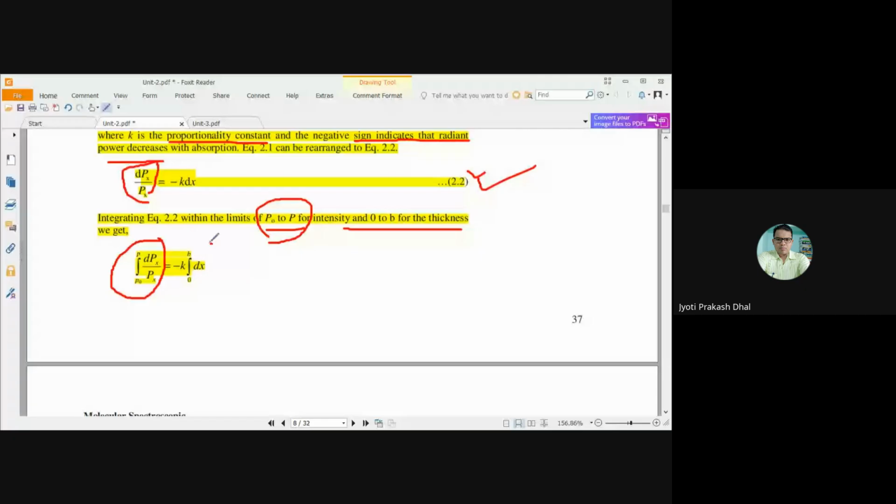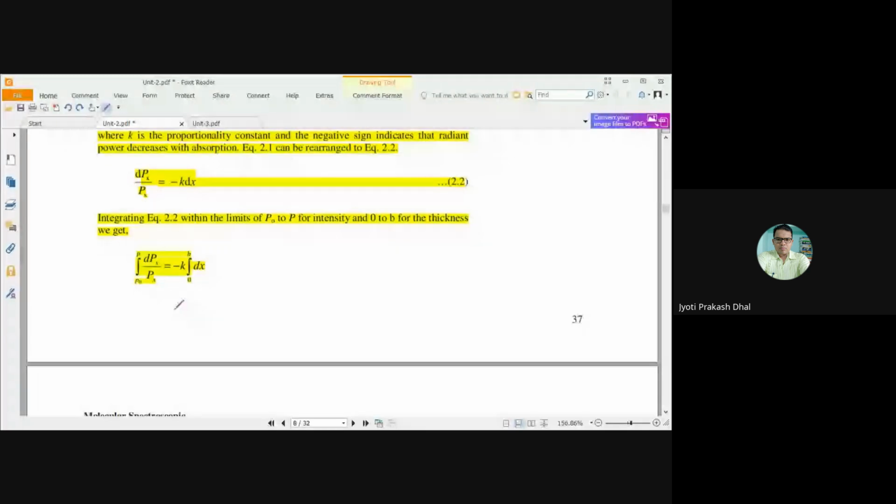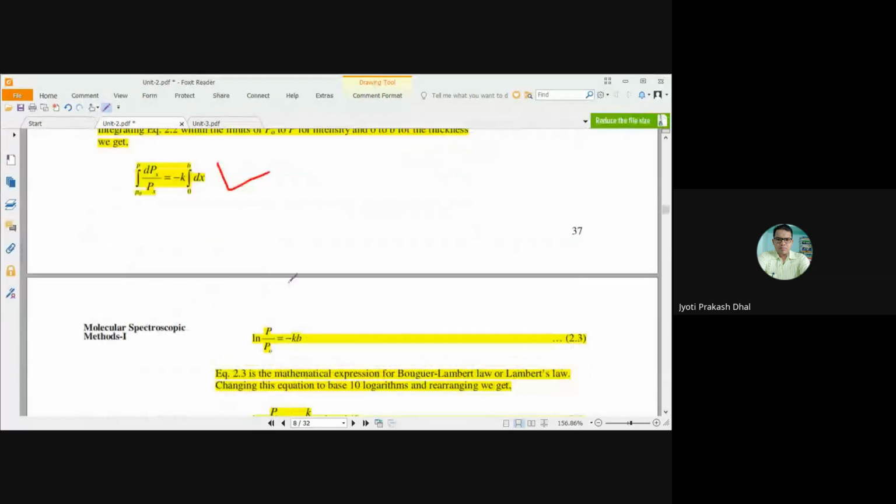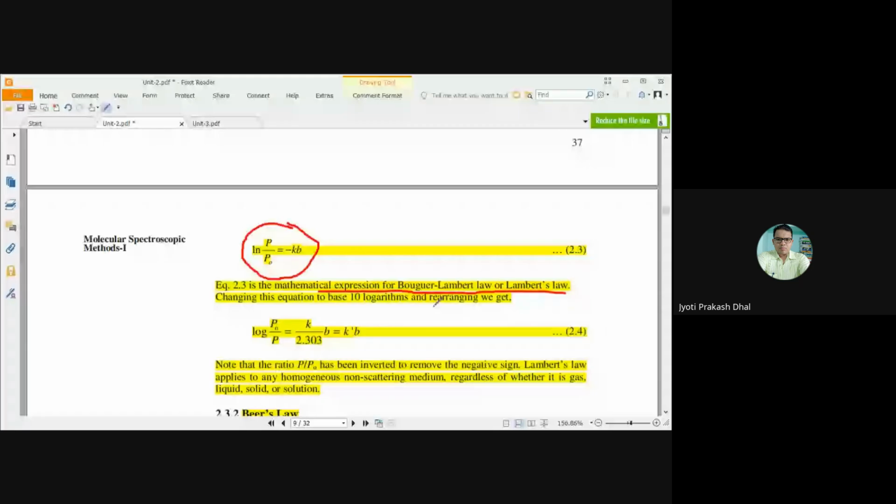So we can write the integrated form of equation 2 like this: integration of dPx by Px from P naught to P equals minus k into integration of dx from 0 to b. Solving this, the left hand side is the integration of dx by x, that is ln x. Now putting in the limits, you can write ln P by P naught equals minus kb. This is equation 3, the mathematical expression of Lambert's law.